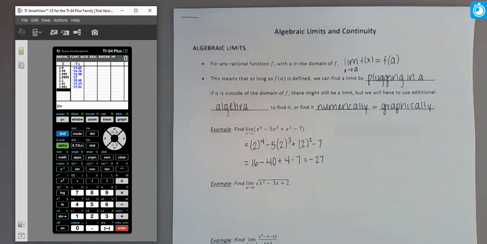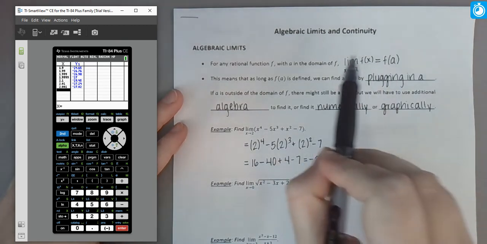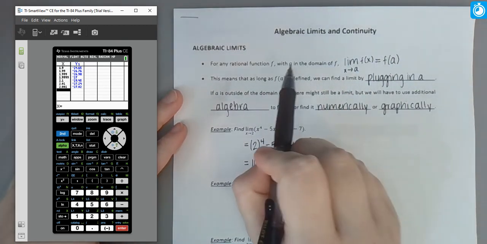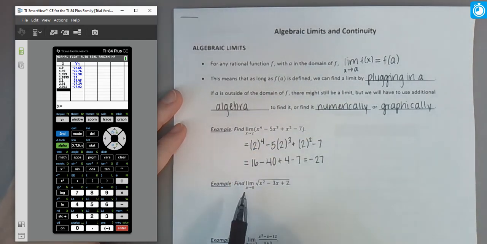Now let's look at another one. So for this next function, this function isn't actually rational. This is an irrational function. But as it turns out, sometimes this rule will work for irrational functions as well, as long as we're talking about values within the domain of the function.